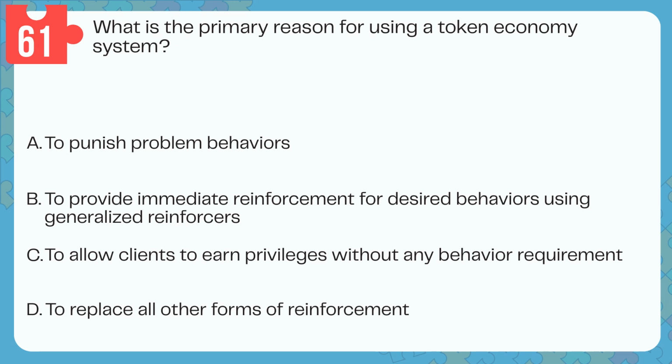Question 61. What is the primary reason for using a token economy system? A. To punish problem behaviors. B. To provide immediate reinforcement for desired behaviors using generalized reinforcers. C. To allow clients to earn privileges without any behavior requirement. D. To replace all other forms of reinforcement.